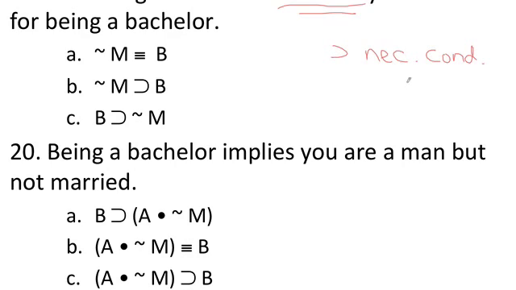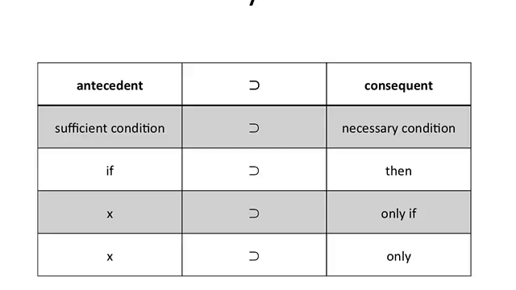So not being married, not M, is the necessary condition for being a bachelor, which means if you're a bachelor, then it must be the case that you're not married. Being a bachelor implies you are a man but not married. Implies is the if part, right? So being a bachelor is the if part, and it implies that you are a man but not married. That's choice A.